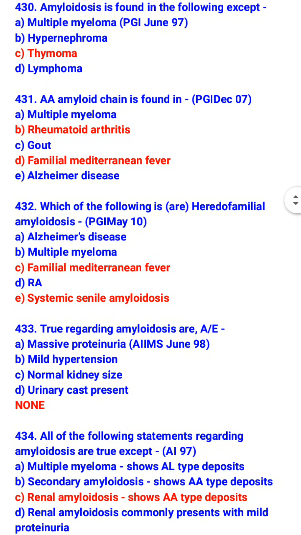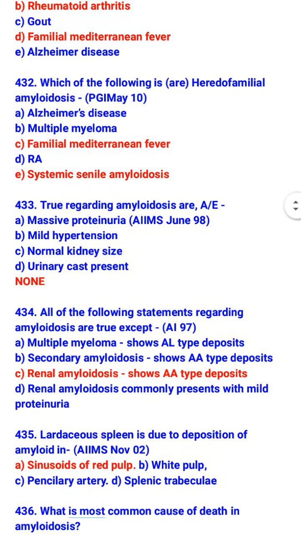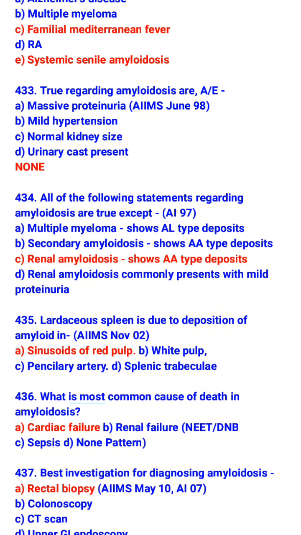Which of the following is heredofamilial amyloidosis? Familial Mediterranean fever and systemic senile amyloidosis are heredofamilial. True regarding amyloidosis are all except none. So what is true is massive proteinuria, mild hypertension, normal kidney size, and urinary cast is present. All of the following statements regarding amyloidosis are true except renal amyloidosis shows A type of deposit is false. What is true is multiple myeloma shows L type deposit, secondary amyloidosis shows A type deposit, and renal amyloidosis commonly present with mild proteinuria.